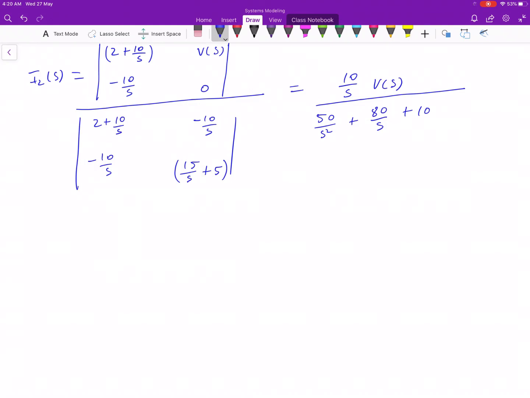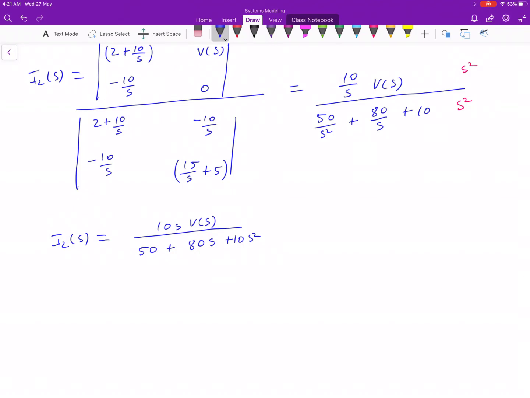So we can multiply top and bottom by S squared to get rid of the fraction. If you multiply by S squared and S squared, let's do the bottom first. So I2 of S is equal to, get rid of that S squared, so you're going to have 50 plus 80 S plus 10 S squared, and in the numerator you're going to have 10 S V of S. You see, now it looks much better and it's nice and clean. Get rid of fractions. I don't like them.